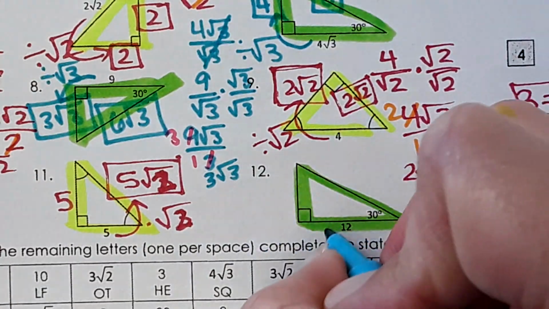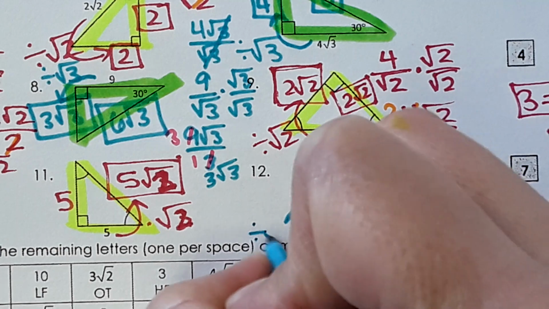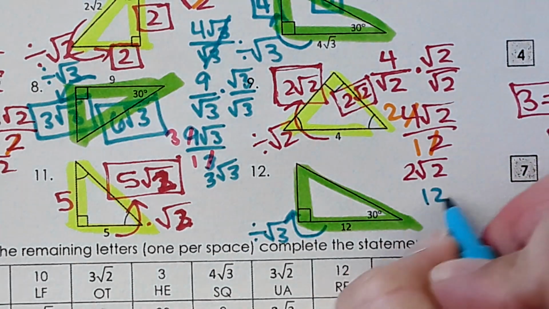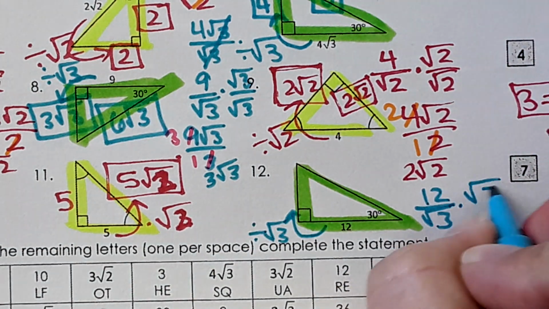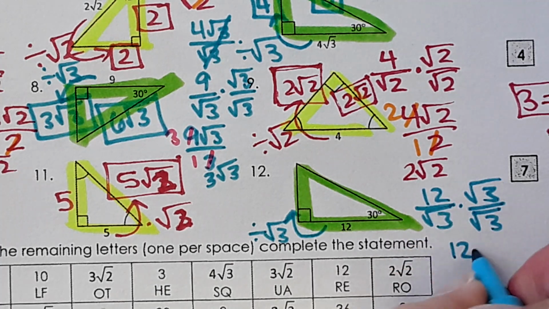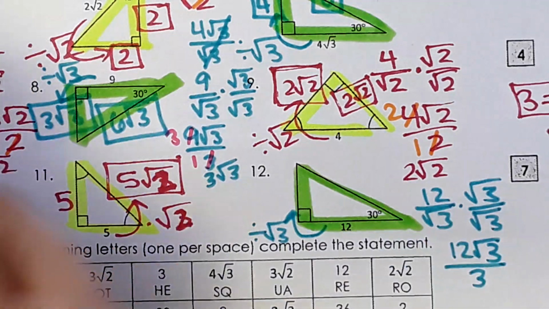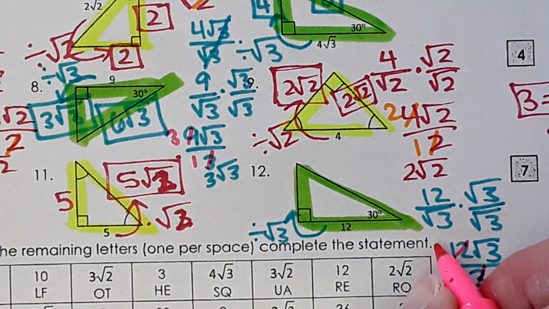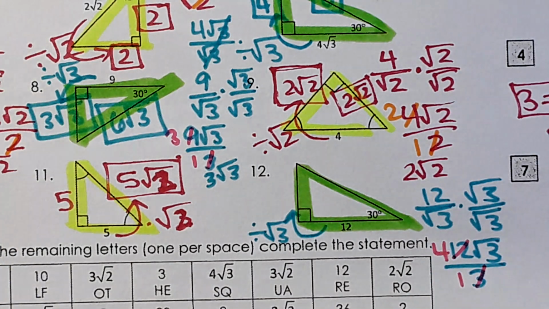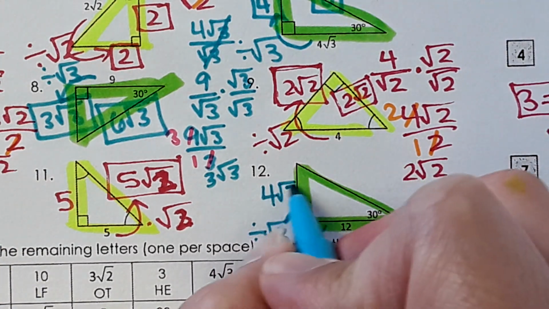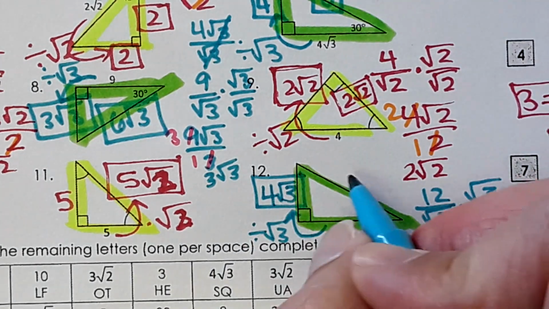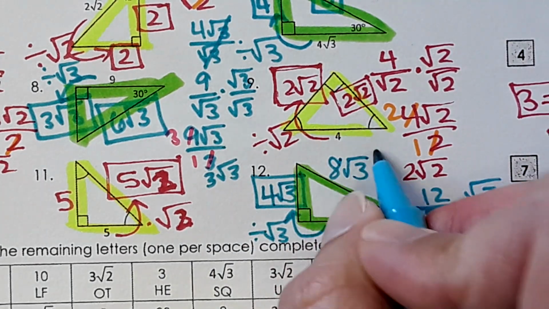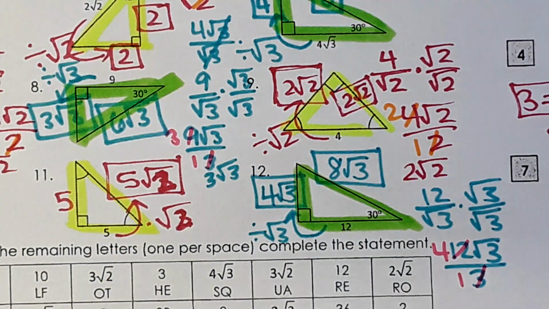And number 12, they gave us the medium side, which to get to the short side, we have to divide by square root of 3. So 12 divided by square root of 3. Simplify the 12 and the 3. You get that.